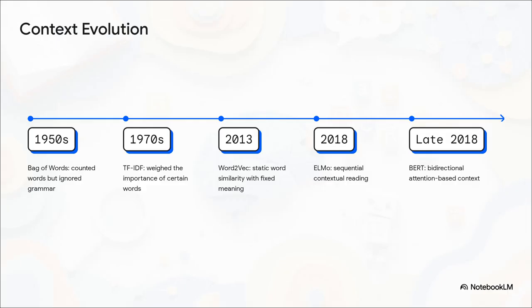Looking back, we can actually see how this builds historically. In the 1950s, we had bag of words, which literally just counted words as if they were items dumped in a bag, ignoring grammar entirely. By the 70s, TF-IDF helped weigh the importance of certain words. Then in 2013, Word2Vec gave a static similarity, so it knew king and queen were related, but it still gave each word one fixed meaning. By 2018, a model called ELMo finally introduced contextual reading, but it read sequentially, step by step from left to right. And then, later that same year, everything changed.